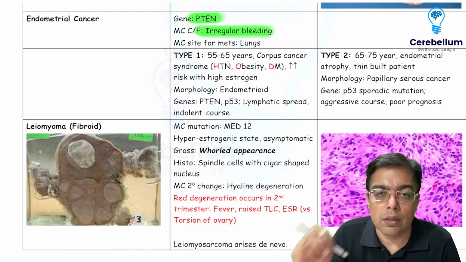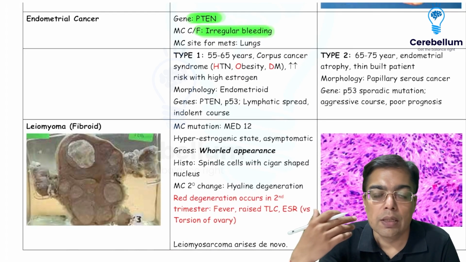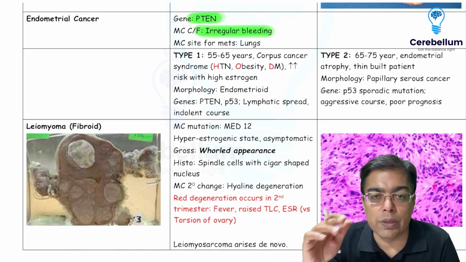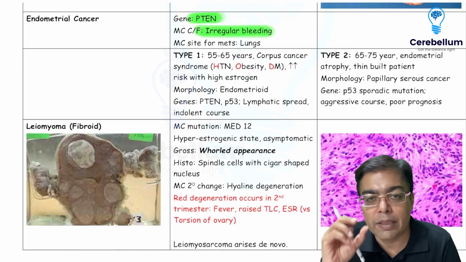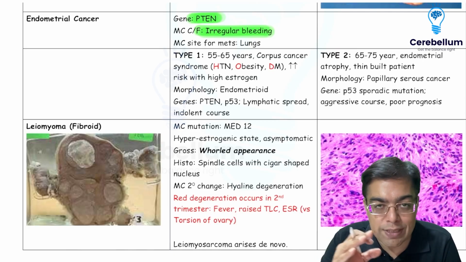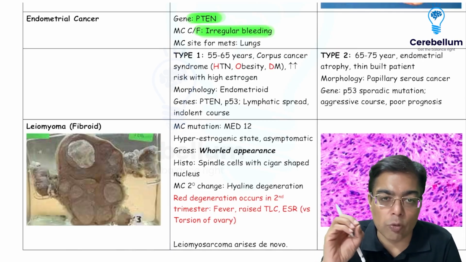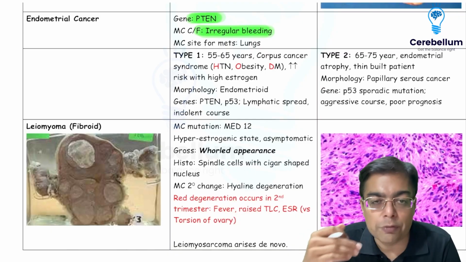Of course, you're aware, the type 2 variant is seen in elderly individuals, associated with atrophy, and the patient has a thin build. Patients in the age group of around 55 to 65 would have had too much estrogen exposure.